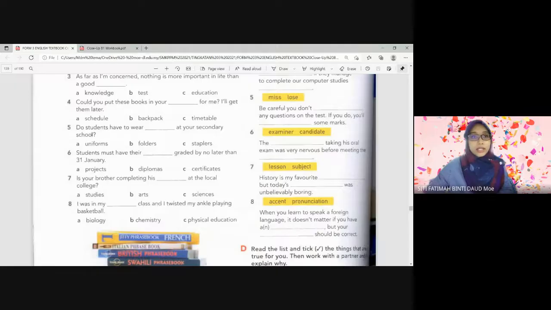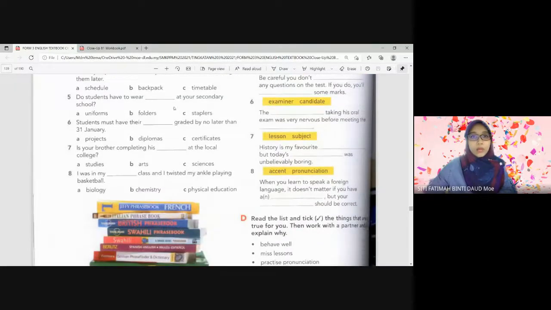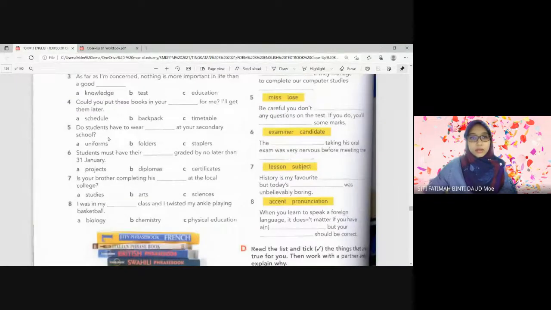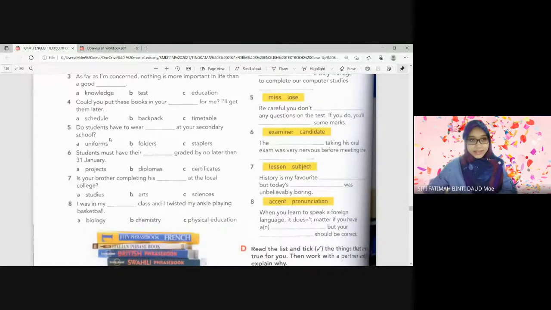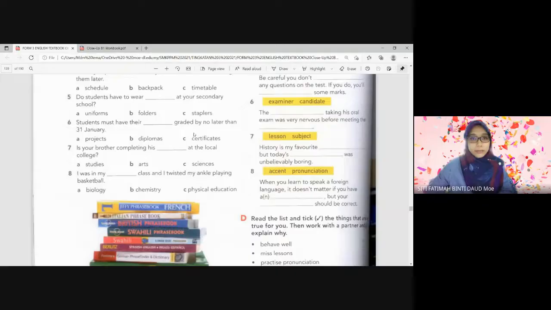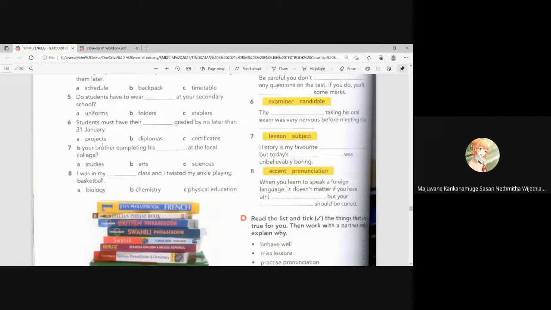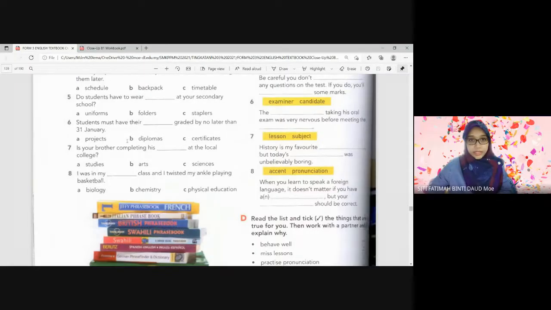Number 5, do students have to wear what at your secondary schools? Uniforms. Yes. The students have to wear uniform. Number 6, students must have their projects graded by no later than 31st January. Projects, diploma or certificate. Yes. We grade your project, we grade your test. Graded means bagi grade lah, A, B or C.